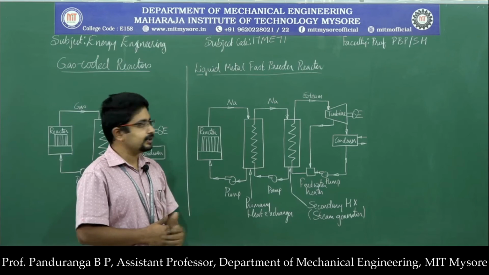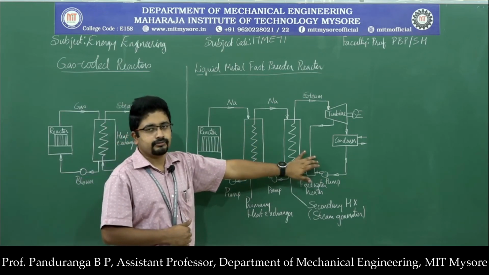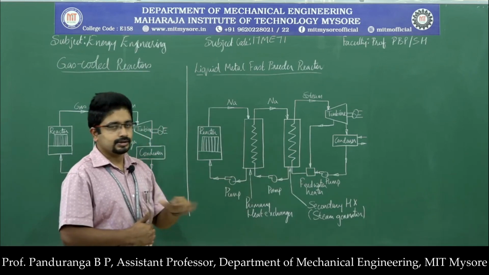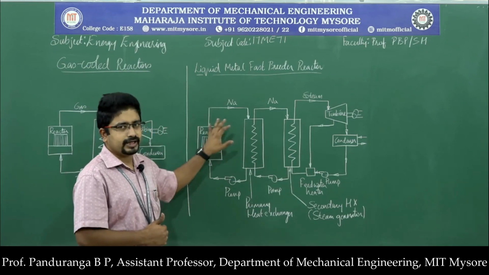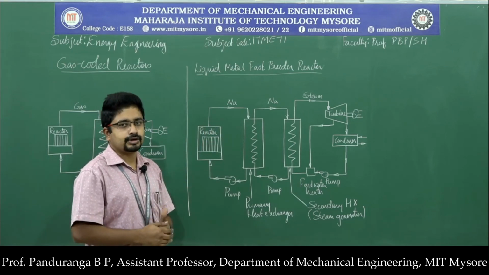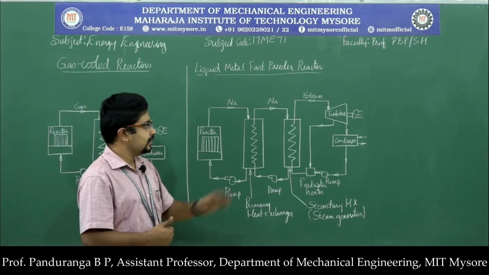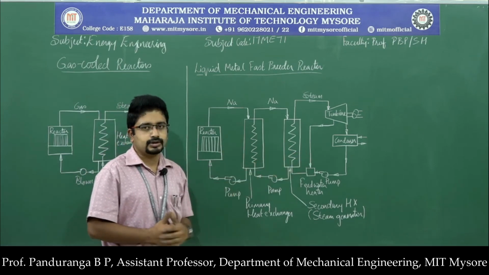So for that purpose, we have two sodium loops, and then we have the water loop. Also, the temperature will be very high in the primary loop, so we cannot directly allow water to enter that heat exchanger. For these reasons, we are using three different loops here.